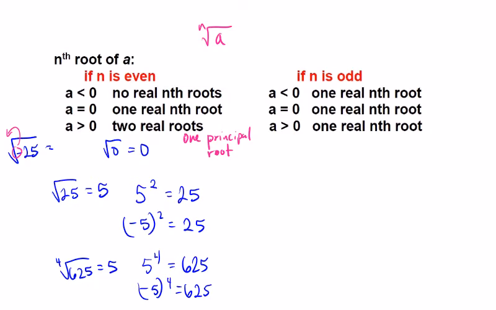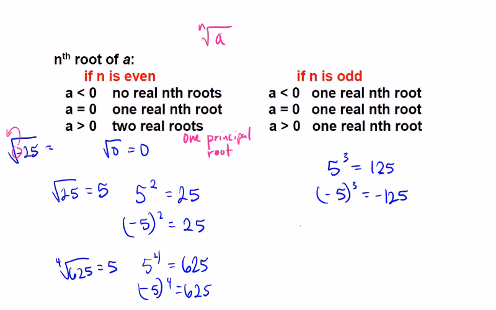So now with odd situations, let's just take 5 again. If I do 5 cubed, I get 125. 5 times 5 times 5. If I do negative 5 cubed, I get negative 125. So with an odd power, and the same thing with fifth power, seventh power, etc., first power, right? With an odd exponent, the sign carries over, right?